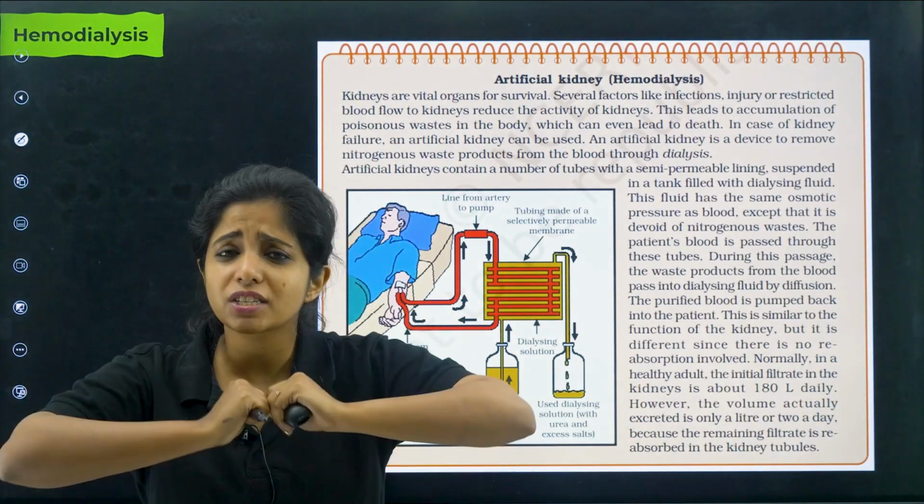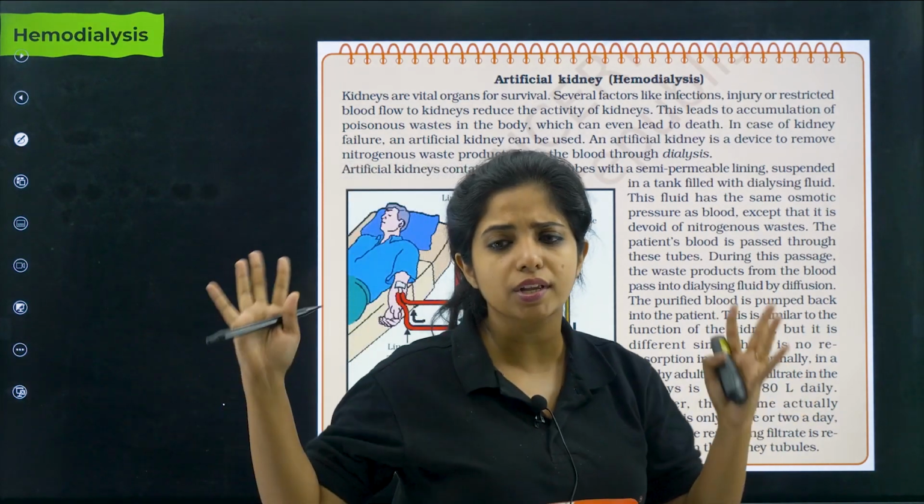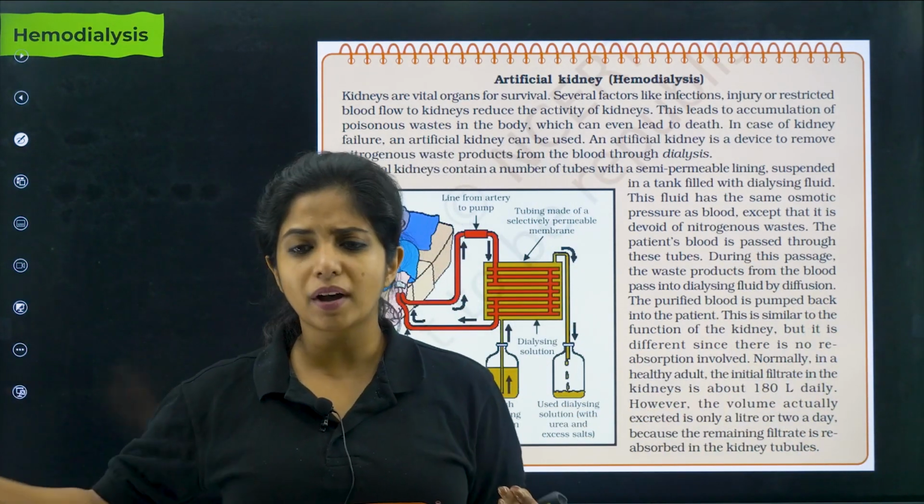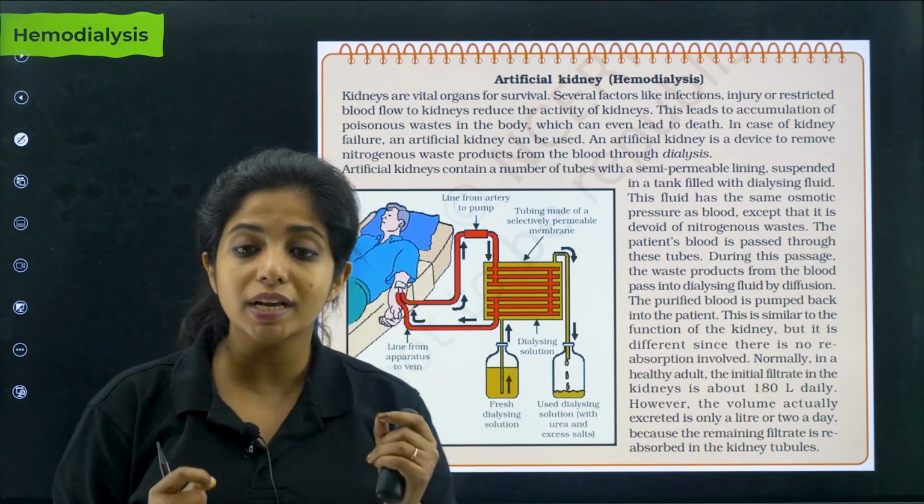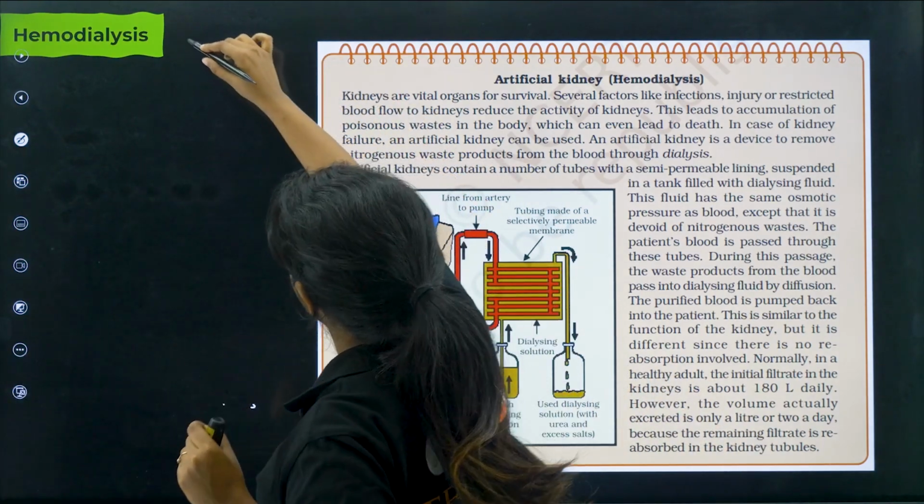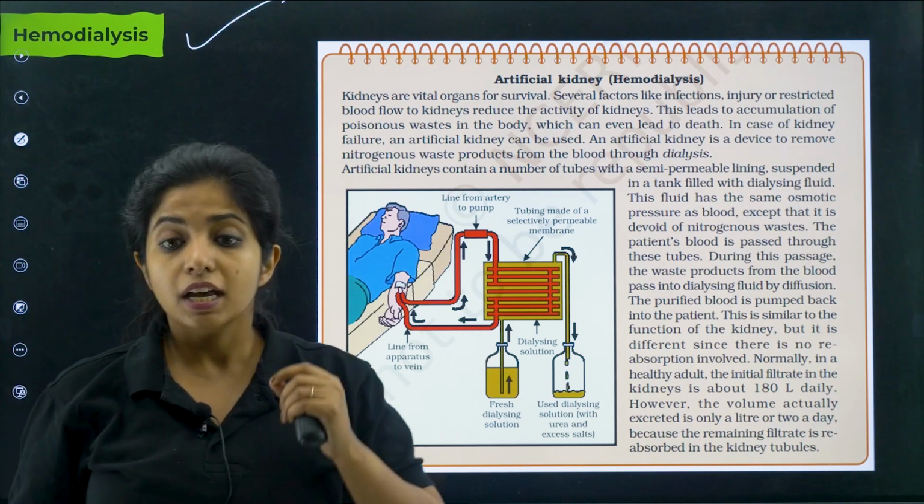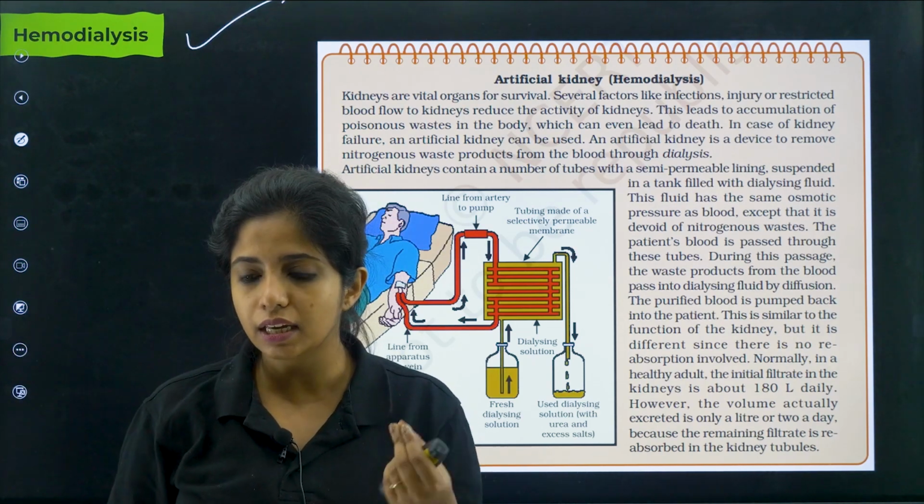Now for a person who does not have a normal kidney because of so and so reason, whatever it may be, genetic, some other disease, something else that has been caused, they prefer something that is known as hemodialysis, which is also known as artificial kidney, my dear children.